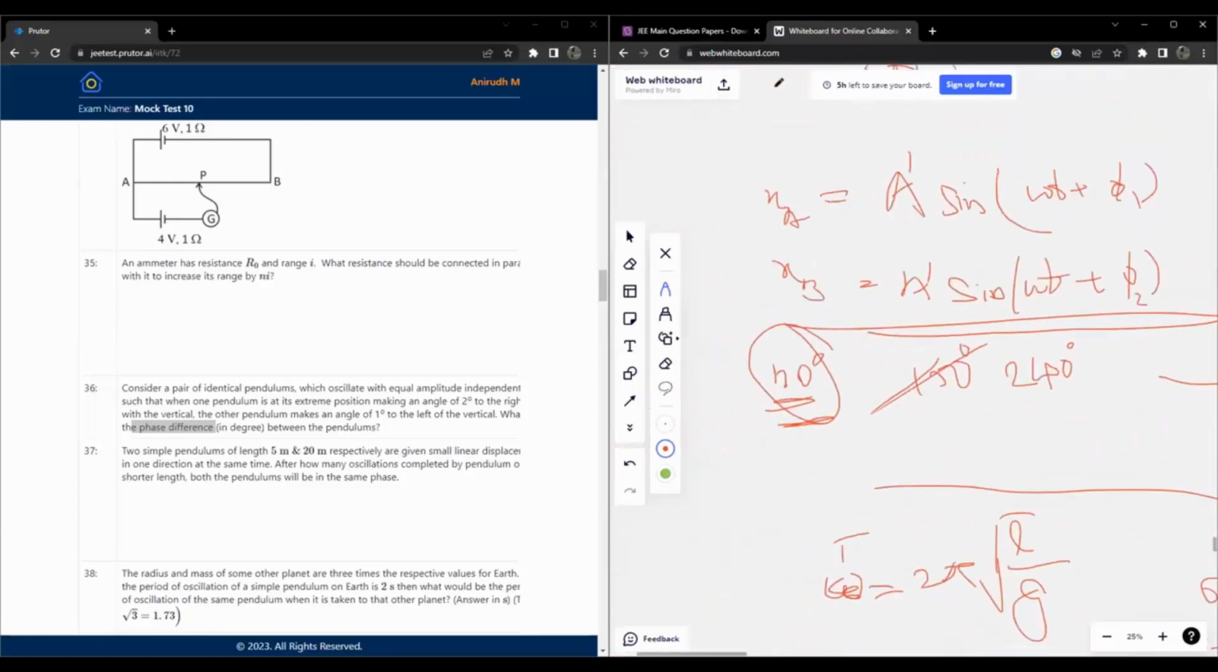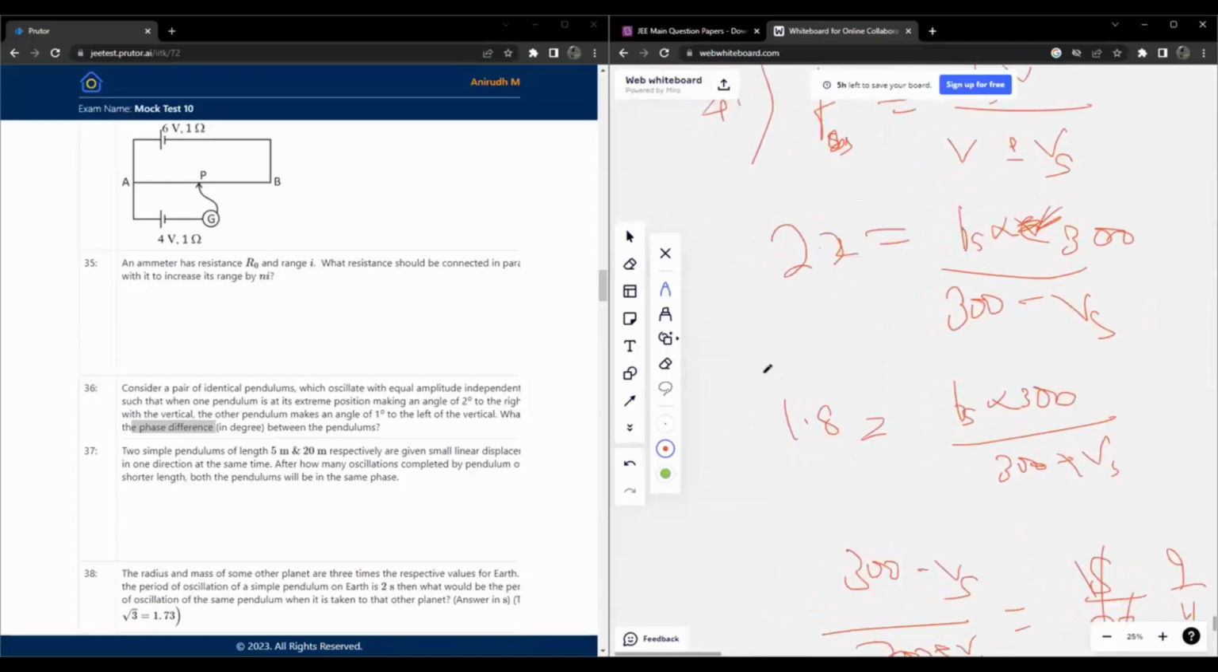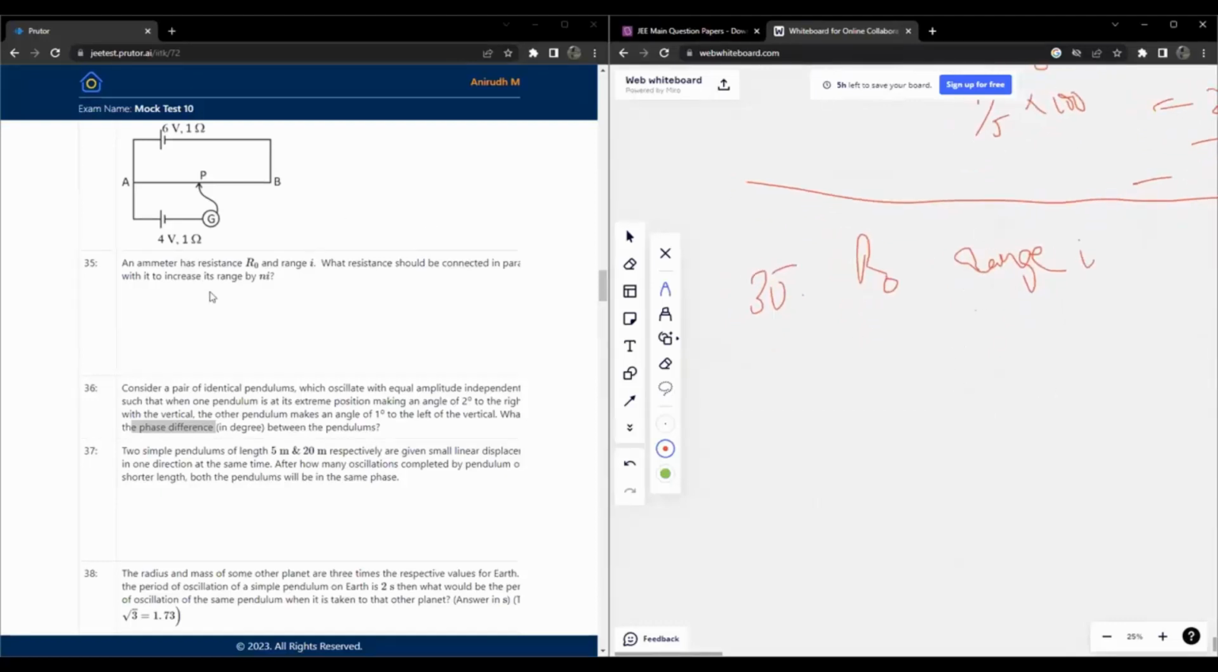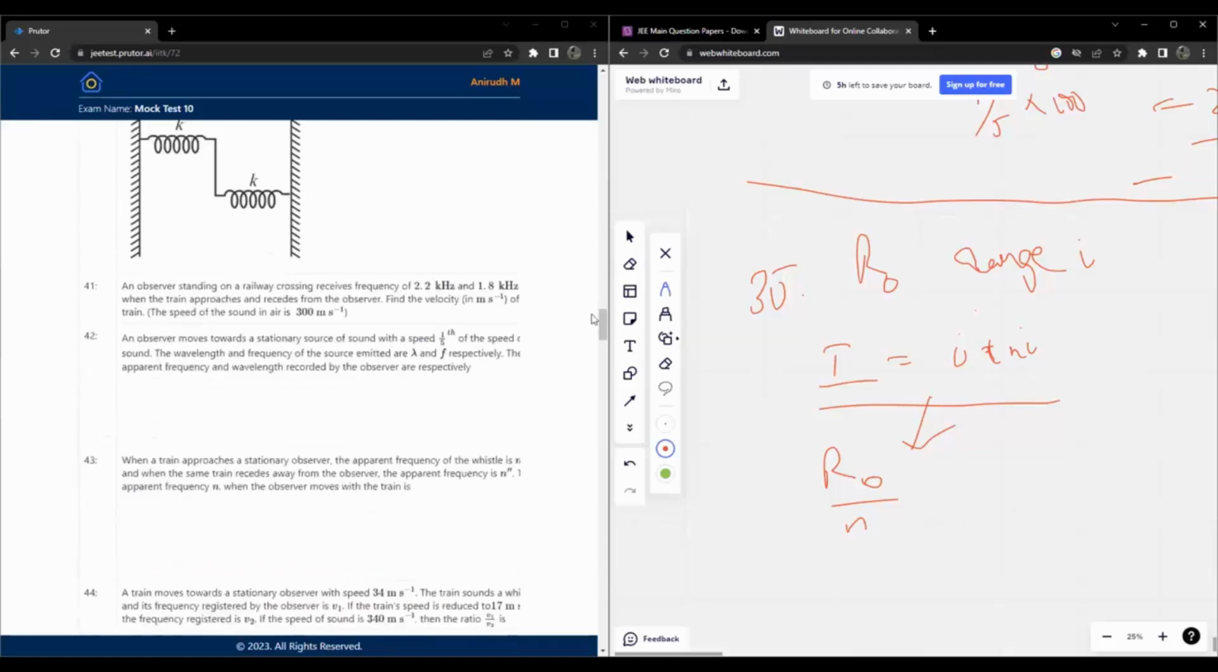And for question number 35, here the meter has a resistance R0 and a range I, right? So if you have to increase this range by N times I, then the new current that has to flow is going to be I plus NI. So to visualize this, you have to provide a shunt resistance R0 divided by N, because of the construction of a meter. To increase this range by N times, you basically shunt it by R0 by N. That's a standard result, right? So that takes care of 35.